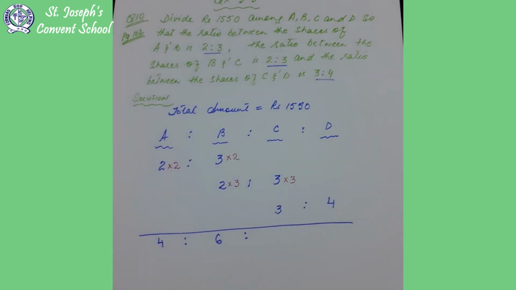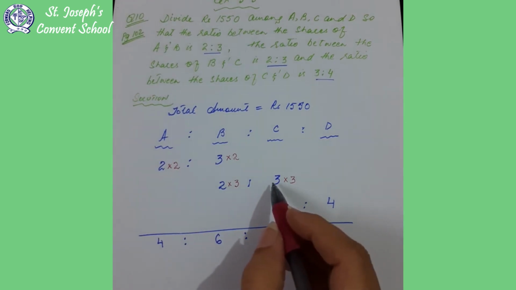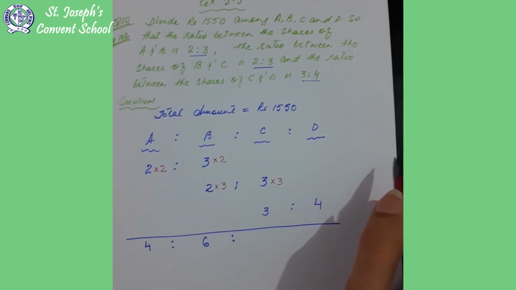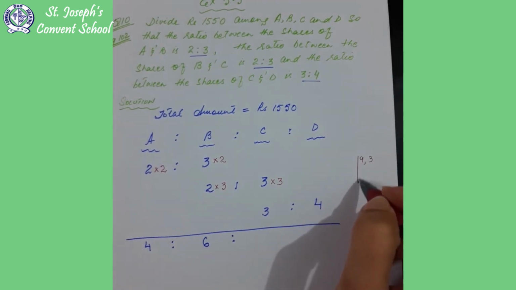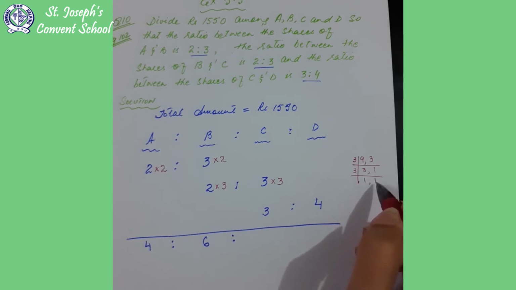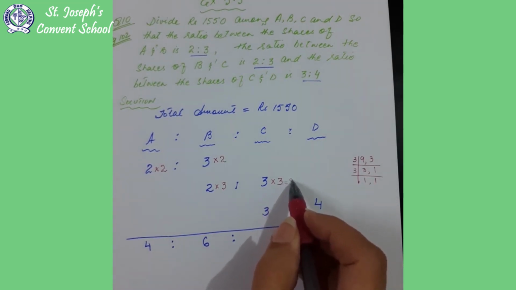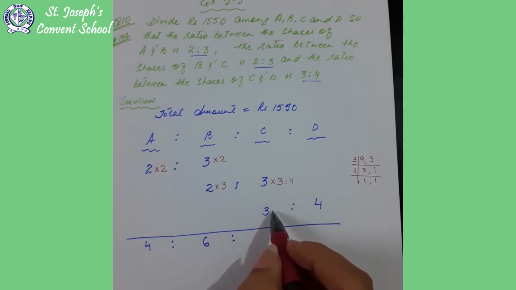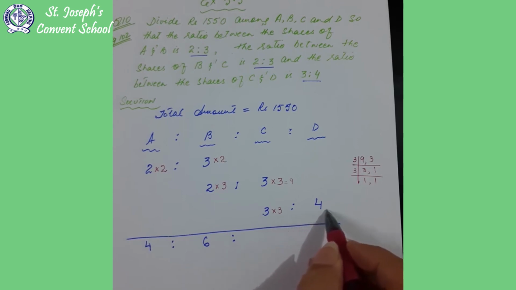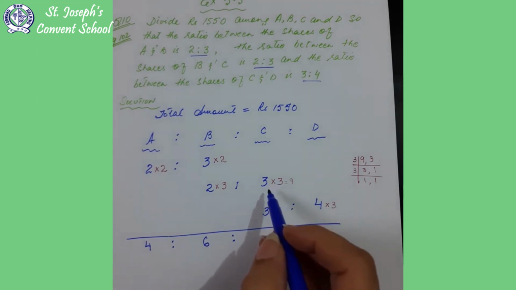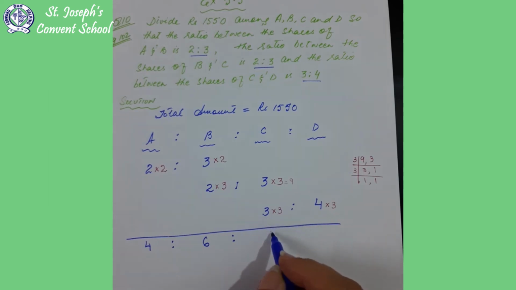Now we will solve these two. 3 into 3 is 9, and 9 and 3. Let's take the LCM of 9 and 3. The LCM of 9 and 3 is 9. So this is already 9, make this also 9. So we'll multiply this also by 3. Same row multiplied by 3, the same number. Now both are 9, so write the common term once. And 4 into 3 is 12.